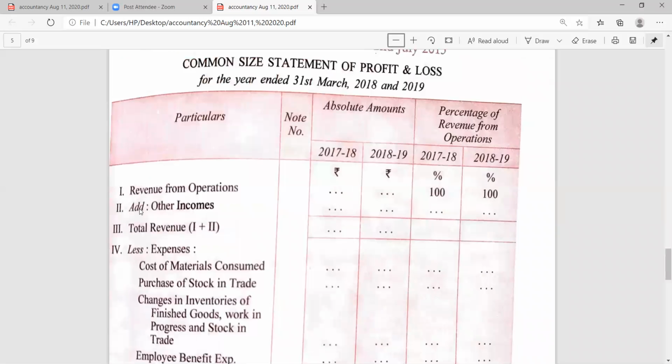So now, what can the format be of the common size statement of profit and loss? The first column will be of particulars along with the note number, then the absolute amount, of the previous year and the current year. Then the percentage change analysis on the basis of revenue from operation of the previous year and then the current year. In this common size statement of profit and loss, the revenue from operation is to be considered as the common base. Then the other income is added, giving total revenue, 1 plus 2. The third column will be maintained.